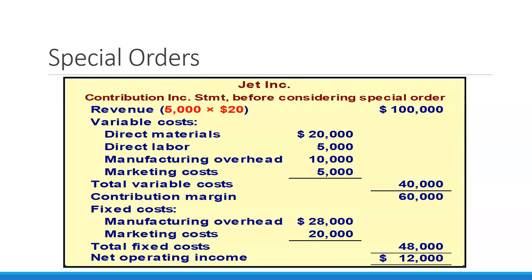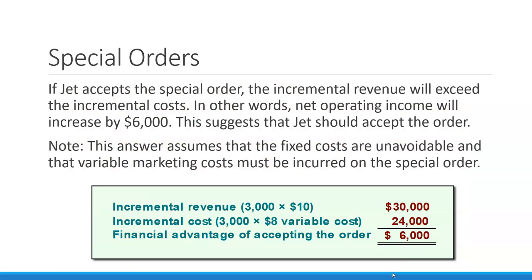Before considering the special offer, we sell 5,000 items. So we can see what the costs are for our normal operations. If we accept the special order for 3,000 at $10, the incremental revenue exceeds the incremental cost. So we'll have an additional operating income of $6,000. This suggests that we should accept the order.